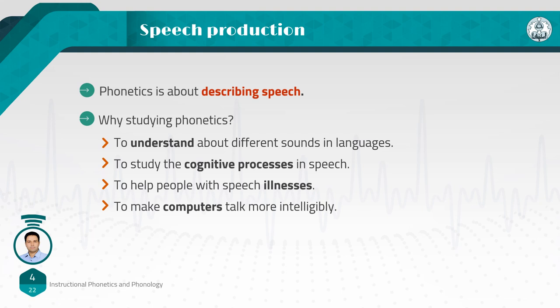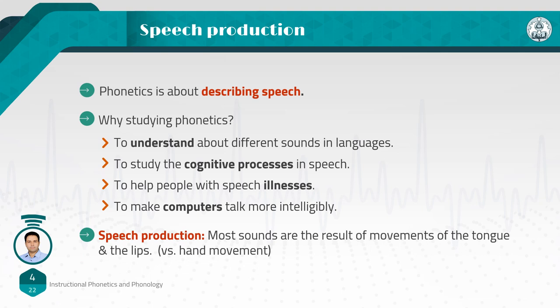For all these purposes, phoneticians need to find out what people are doing when they are talking and how the sounds of speech can be described. So, what is speech production? Most sounds are the result of movements of the tongue and the lips, just like the movements of our hands. We can convey information by gestures of our hands that people can see. The gestures of the tongue and lips are made audible so that they can be heard and recognized, just like the way you move your hands and you contact others, you move your lips and your tongue, and then you can make sounds and in fact you can speak.